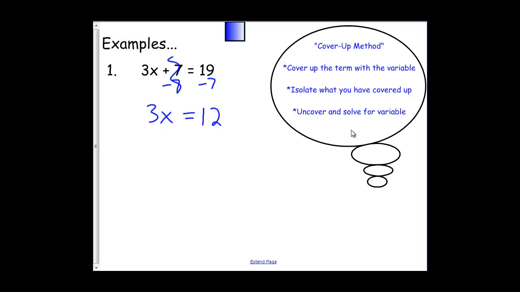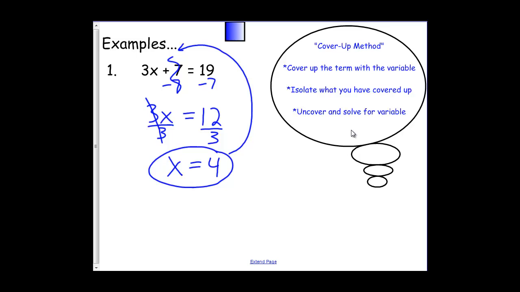Now the goal is to get x by itself. 3 times x, that's multiplication. Use the inverse operation, use division, divide on both sides, and x equals 4. Now remember, we're not going to do it in this video for sake of time, but to check this answer, I can always use substitution back into the original equation and see if that works. If you get a true statement, it worked. If you get a false statement, you might want to rework it.